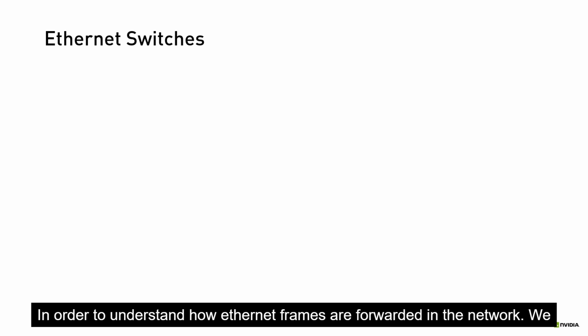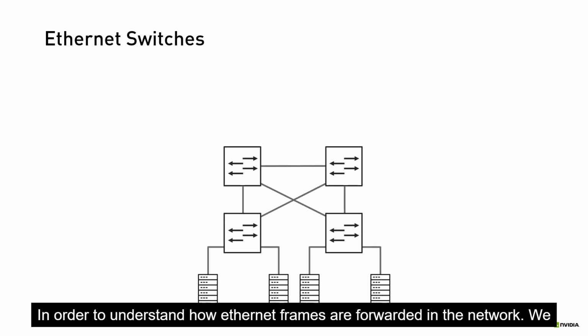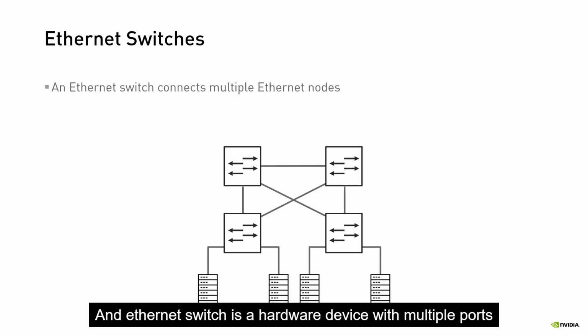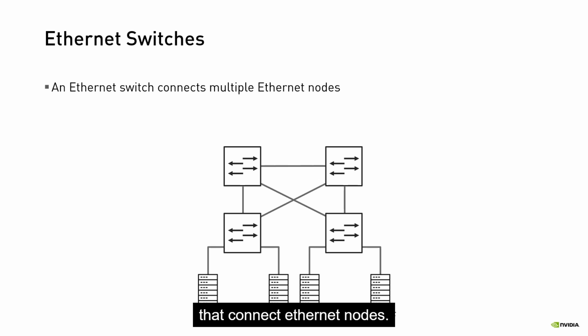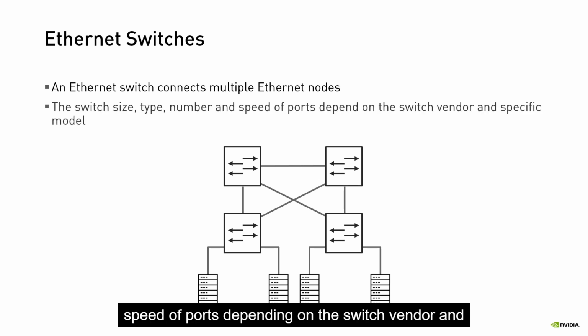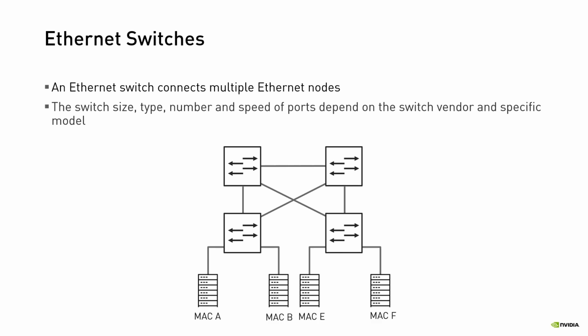In order to understand how Ethernet frames are forwarded in the network, we first need to understand the role of Ethernet switches in networking. An Ethernet switch is a hardware device with multiple ports that connect Ethernet nodes. There are different types and sizes of switches, with different number and speed of ports, depending on the switch vendor and specific model.